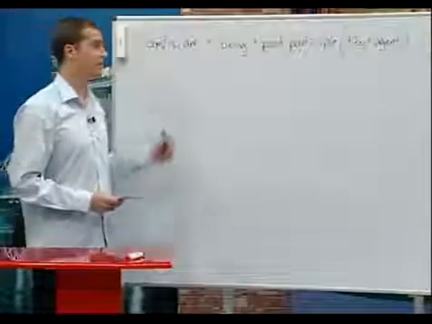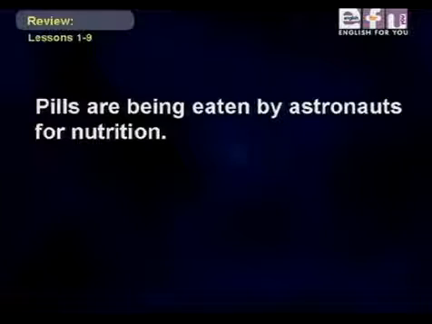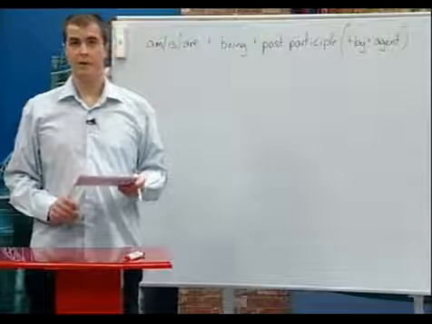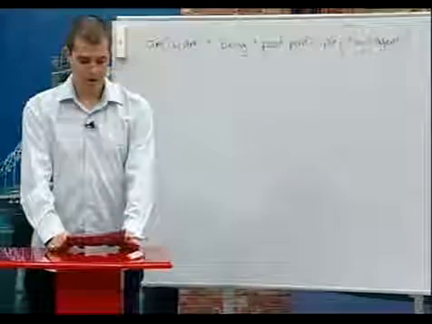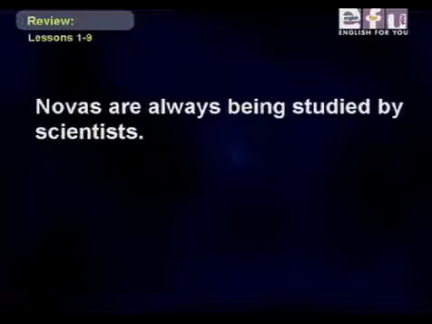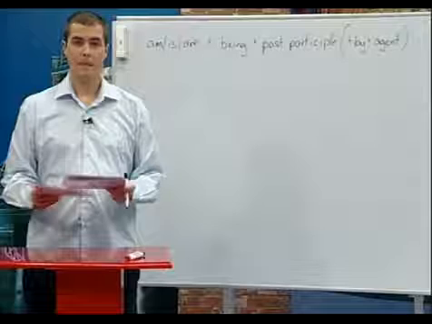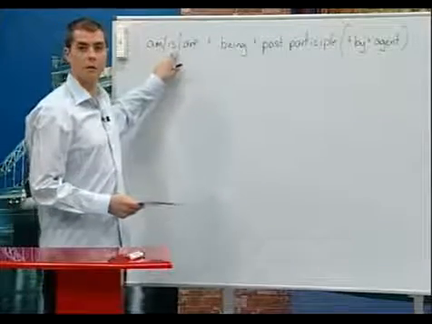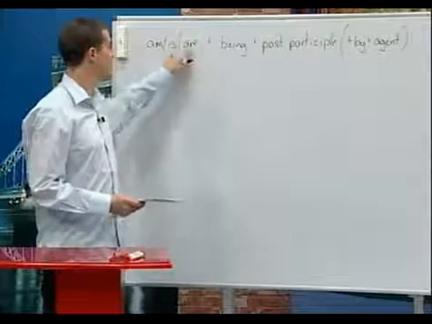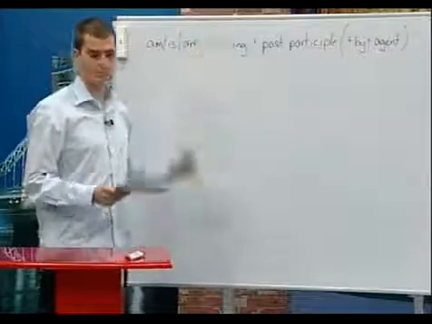So in the first sentence, pills are being eaten by astronauts, and the agent is the doer. Adverbs of frequency generally come after the first auxiliary verb. Let's have a look at this example. Novas are always being studied by scientists. So in that sentence, always came after the first verb here. Novas are, and then always being.